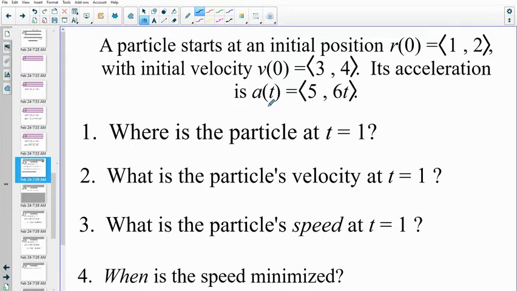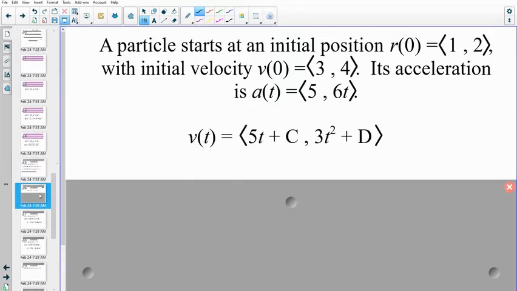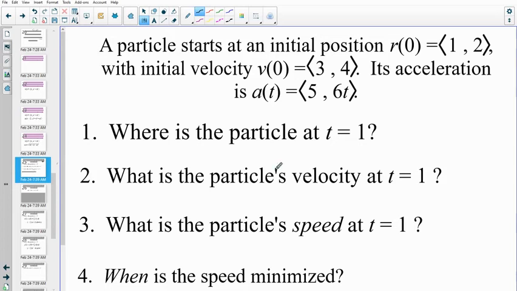And the 4 questions that I want to answer are: where is the particle at time equals 1? I know where it is at time equals 0. I want to know where it is at time equals 1. What is the particle's velocity and speed at time equals 1? And then finally, when is that speed minimized? So we'll start with some stuff that I'll need to do to get ready for these questions.